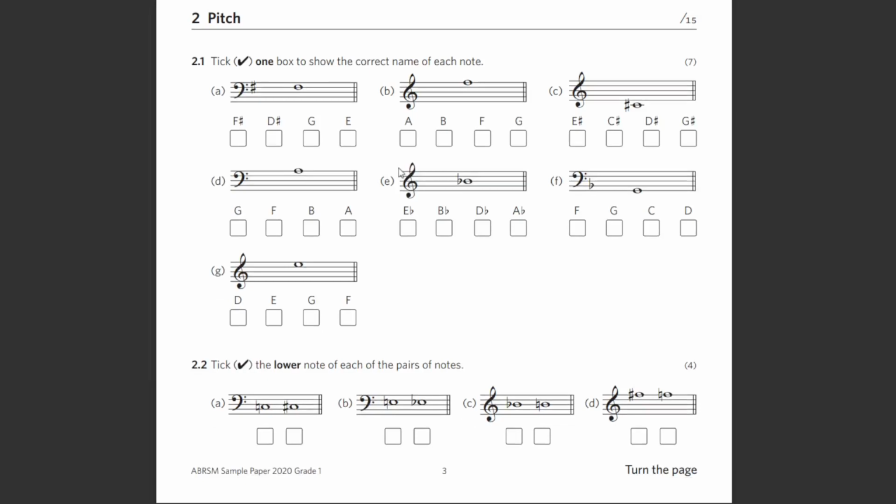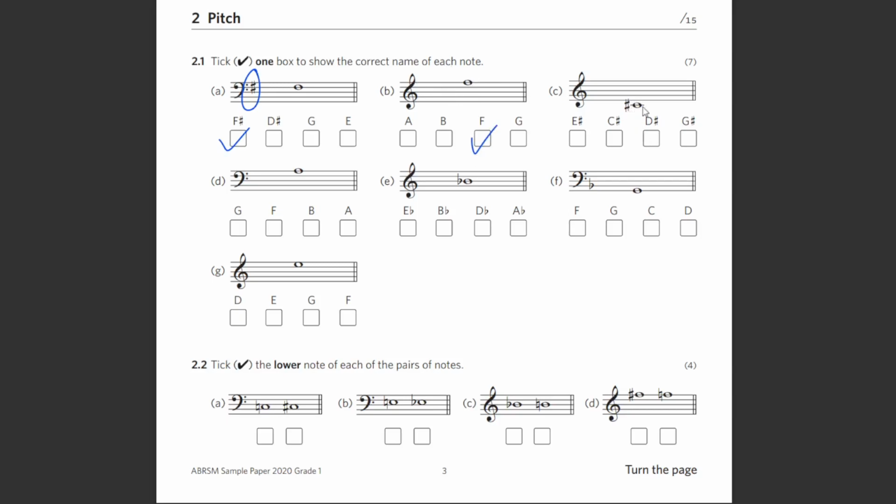In part 2 on pitch, very often it involves knowing the notes. So now, what is this? This has a key signature. This is F. This is F sharp. So this is basically F sharp. This note is F. No key signature, so don't worry.